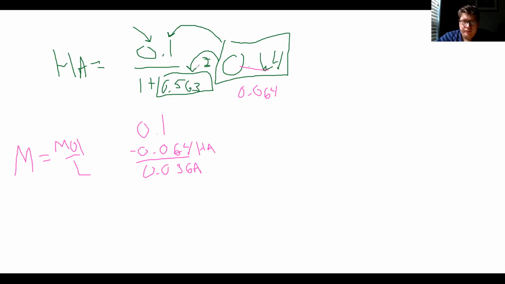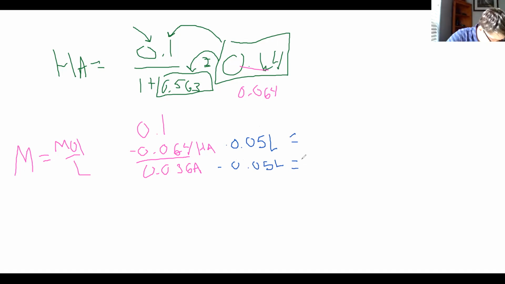Now the total volume is going to be 25 plus 25, or 50 milliliters. That can also be found in the buffer system. I'll show you that in a little bit. But right now, let's keep on going. 0.05 liters. Okay, so here will be 0.003.